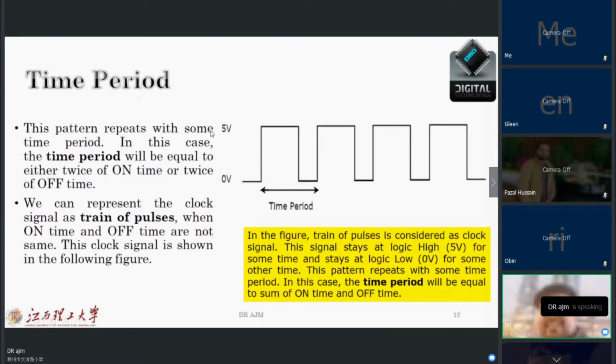Let us talk more about this time period with which this pattern repeats. In this case, the time period will be equal to the on and off time, and we can represent the clock signal as a train of pulses, as I told you already. When the on and off times are not the same, the clock signal is shown in the figure, and the train of pulses we call a clock signal. The signal stays at logic high or 5 volts for some time and stays at logic 0 or low for some other time, and this pattern repeats with some time period. In this case, the time period will be equal to the on time plus the off time, as shown in the figure.